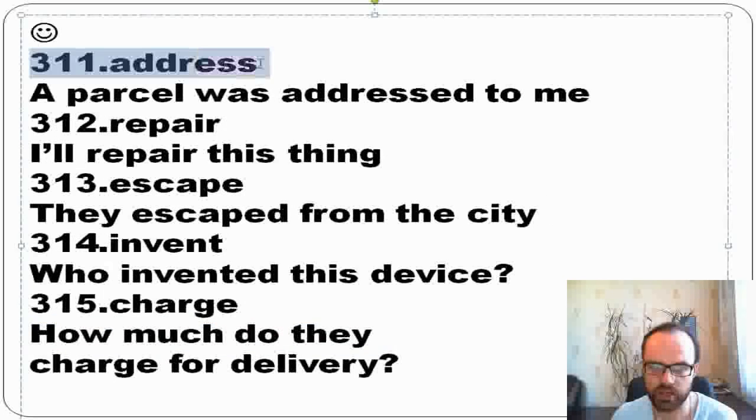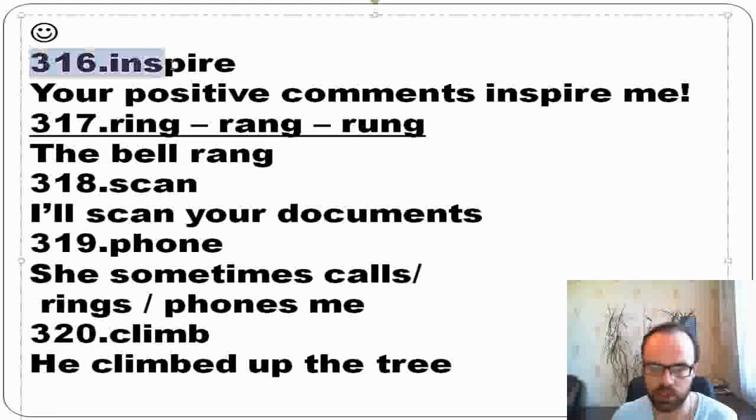Okay? Address. A parcel was addressed to me. Repair. I'll repair this thing. Escape. They escaped from the city. Invent. Who invented this device? Charge. How much do they charge for delivery? Inspire. Your positive comments inspire me. Ring, rang, rung. The bell rang.